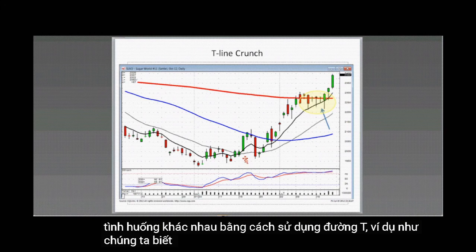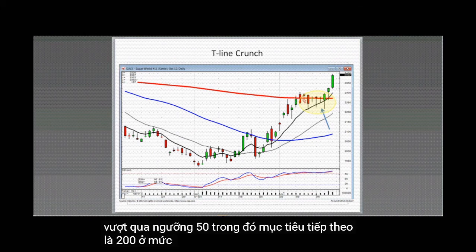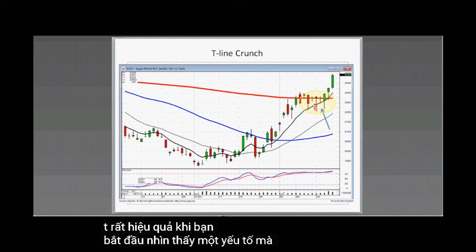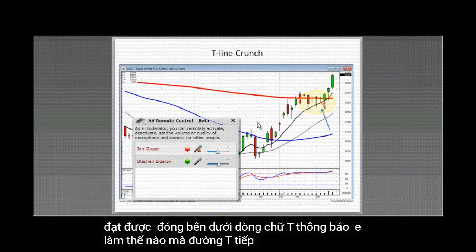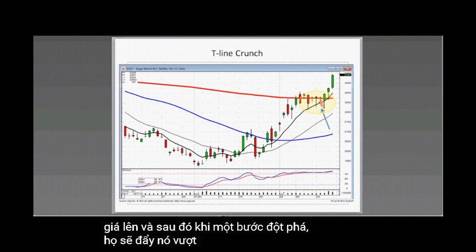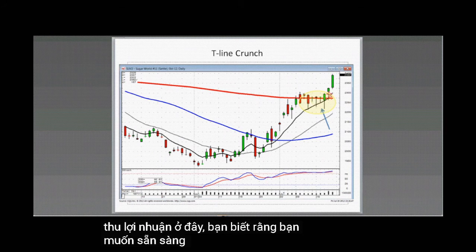For example, we know in the T-line crunch that the moving averages are very effective. Going through the 50, where's the next target? The 200. At the 200, are they going to fail and pull back to the 50, or are they going to go through? Well, the T-line crunch is very effective. When you start seeing that they cannot get the close below the T-line, notice how the T-line continues to push the move up, and then once they break through, they're going to push it through. At least you know that if you're taking profits here, you want to be ready to be buying back in very, very quickly.